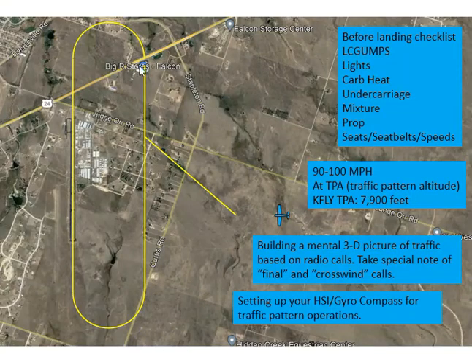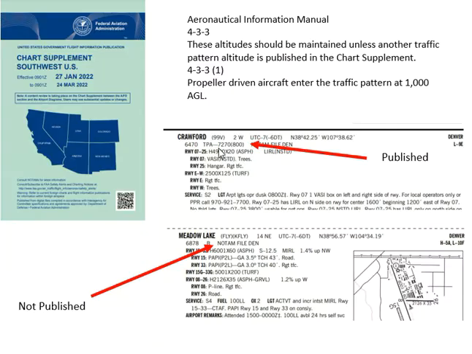Back to this slide, this is a left-hand traffic pattern that we're going to fly here at Meadow Lake. We're going to enter at a 45, go to downwind, hit our base position, and start a left-hand turn. So it's a left-hand traffic pattern. How did we know that? Well, your chart supplement for all your airfields will tell you.